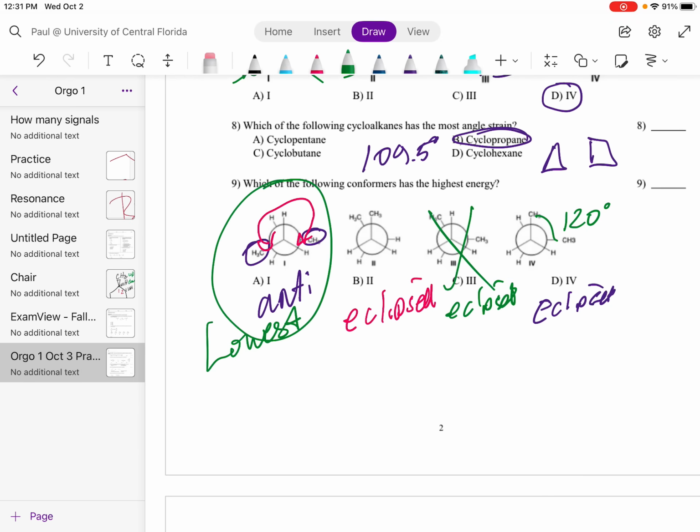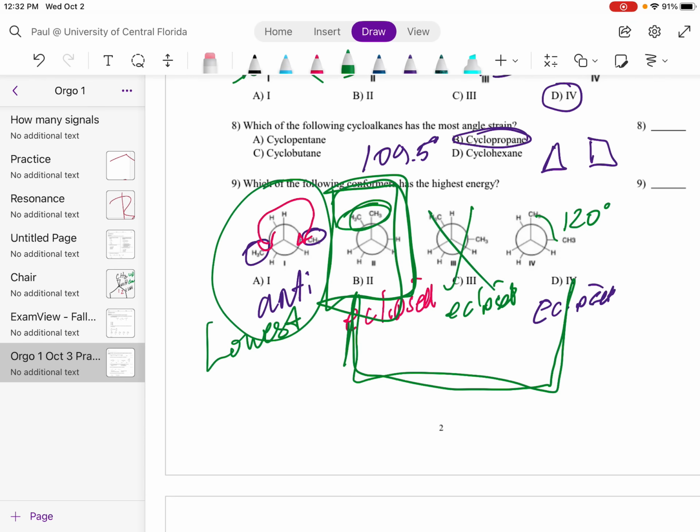This guy's just not even an option. So now it's really just the comparison between those two. Let's see here. Because those are eclipsed, the two largest groups are eclipsed, that would make that guy the highest in energy. So the answer is B.